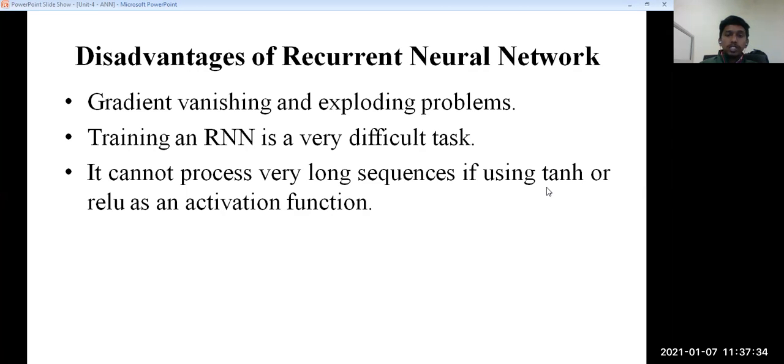It cannot process very long sequences if using tanh or ReLU as an activation function. Even RNN uses activation functions to process its information. If you are using tanh or ReLU as an activation function for sequential data, that may not provide the appropriate output. Okay, so that's it guys about recurrent neural networks.